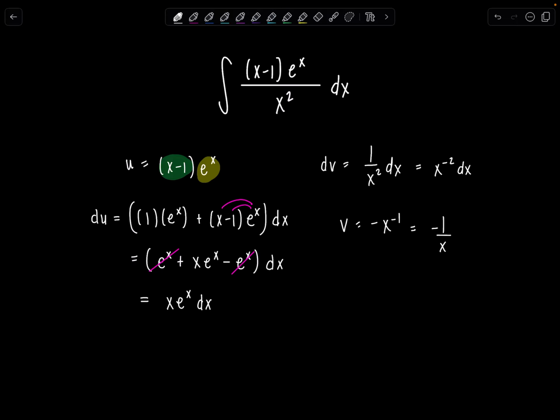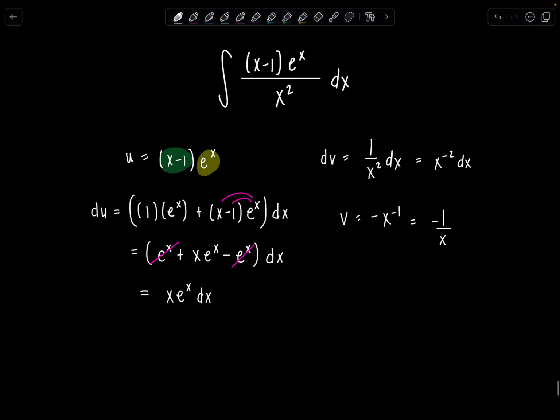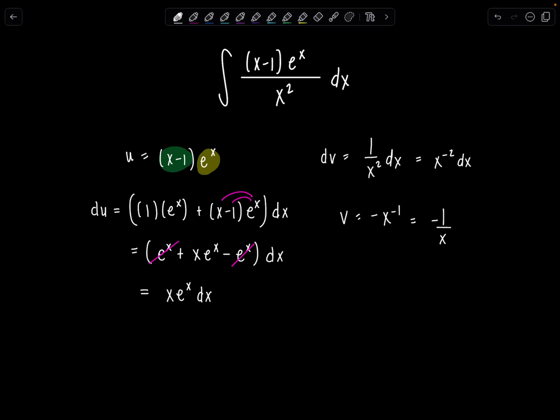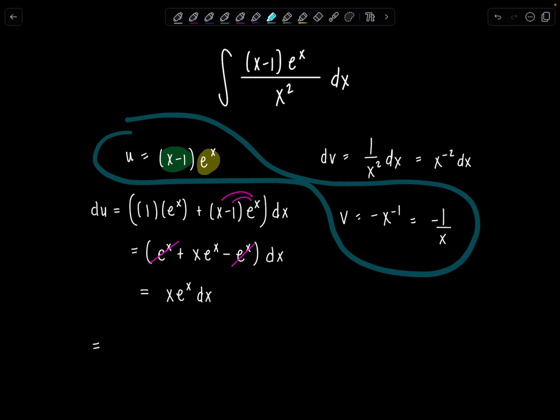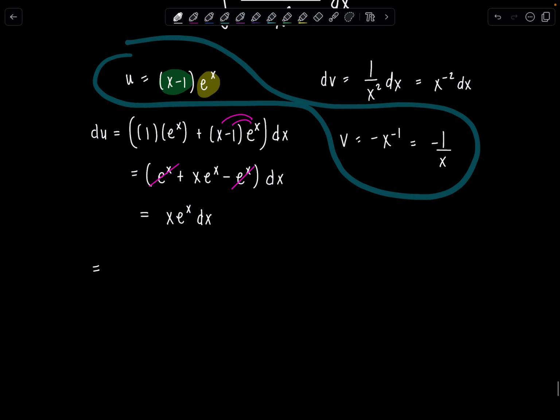So I'm going to have negative x to the negative first, which is the same as negative 1 over x. All right, so now we're ready to go ahead, rewrite our integral using the by parts formula. Do you remember what it is? Oh, good. It's u times v. That goes all the way on the outside. So that will be (x - 1) e^x times negative 1 over x. I'm just going to put the minus sign out here and then over x like that. Are you all right? Good.